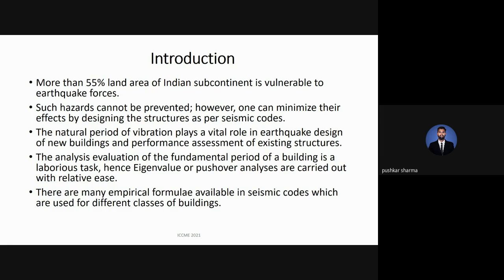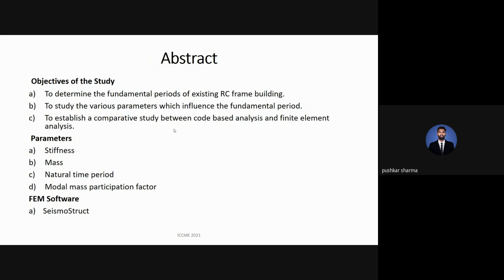So we move to software, where we perform eigenvalue analysis and pushover analysis to have a relative comparison. And we all know that there are many empirical formulae in the seismic codes which are used for design of different classes of buildings. And this is my abstract.